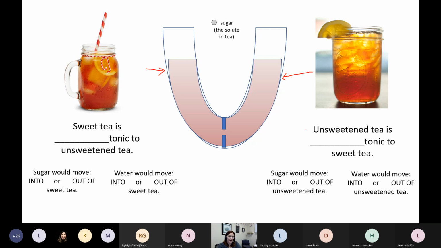We already talked about this a little bit, but let's remind ourselves here. When we're talking about the difference between sweet tea and unsweetened tea, it's the amount of sugar that we have in the tea, right? That's what makes them different from each other, is how much sugar they have. So let's work together here. I'm going to ask you all to help me out. Since I'm not a tea drinker, I need you to help me.